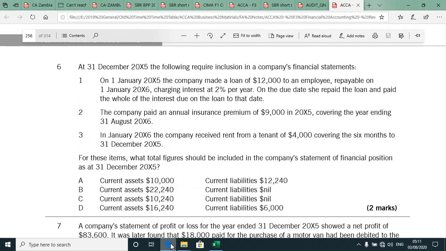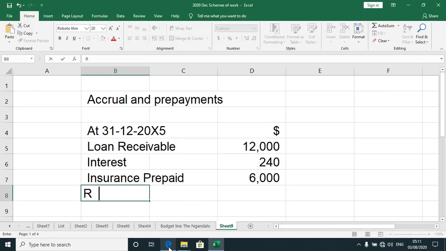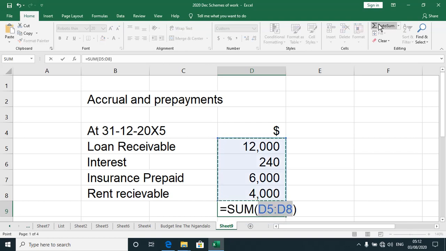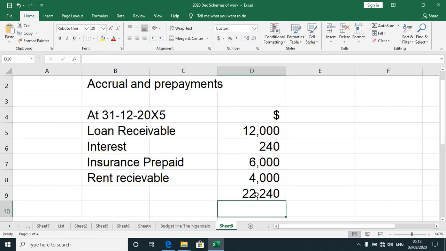Then what else do I have? 3 says in January X6, the company received rent from a tenant, 4,000, covering the 6 months to 31st December 20x5. It was not yet paid then. So we're going to include the whole lot of that as rent receivable, 4,000. Alright, we can accrue for that, 4,000. So if we sum up all these amounts, we're coming up with an exact figure of 22,240.